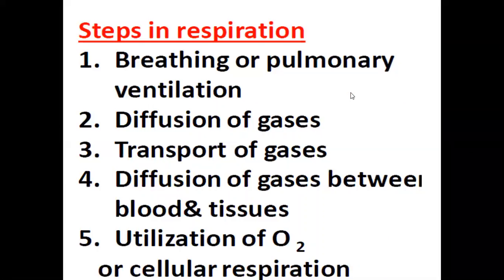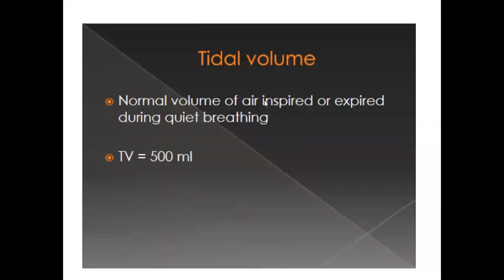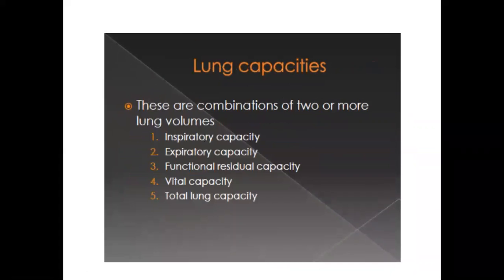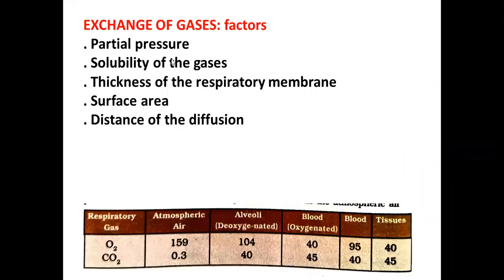Now these are the important steps which we have discussed earlier in the class, and these are the lung volumes and lung capacities. Now this is the exchange of gases and the factors that play an important role in the exchange of gases, and how the pressure of oxygen and carbon dioxide varies in different places from alveoli to the tissues.